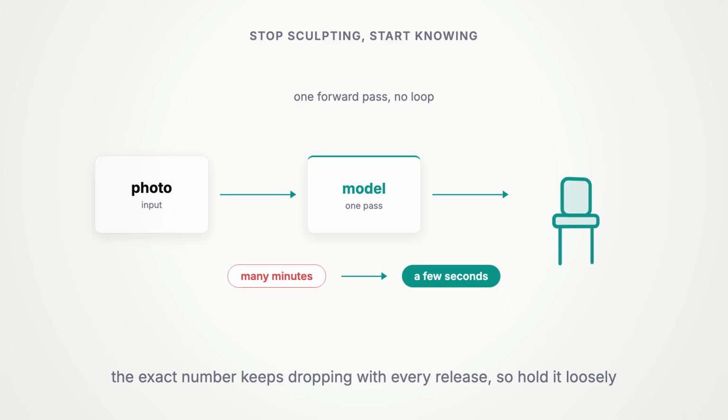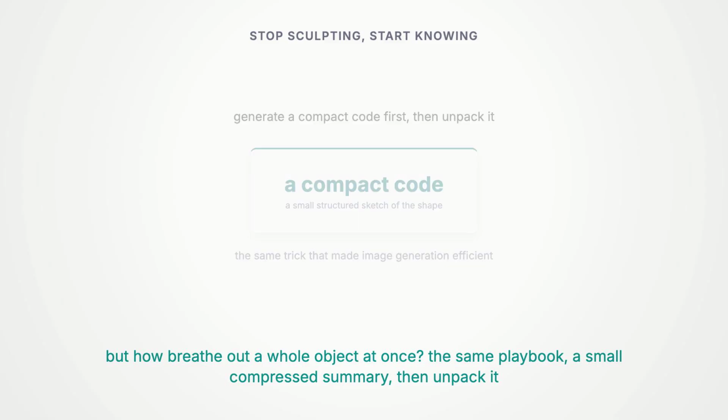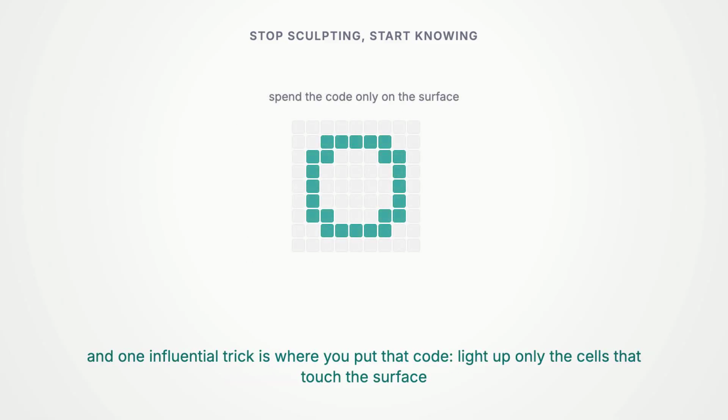with the same playbook that made image generation efficient. Remember from the painting episode, the model did not paint millions of raw pixels directly. It worked in a small compressed summary, a space of meaning, then unpacked it at the end. The leading 3D models do the very same thing. They generate a compact code for the shape first, a small structured sketch of where the surface is and what it is made of. And one influential trick is where you put that code.